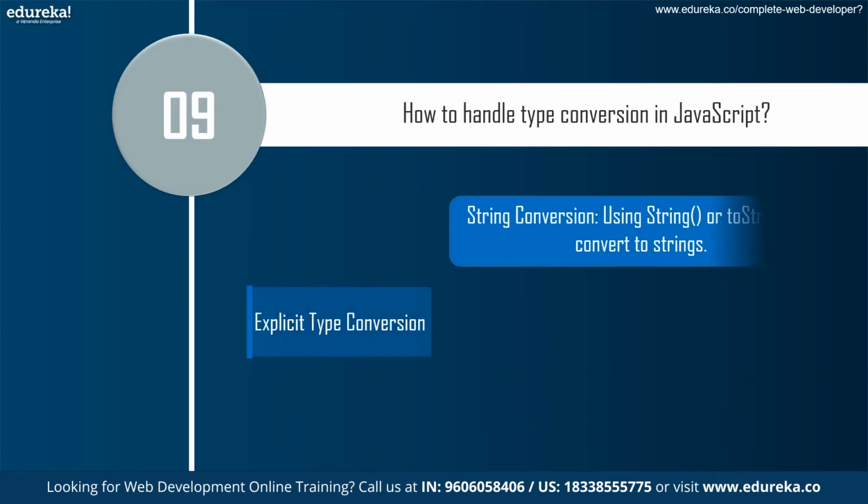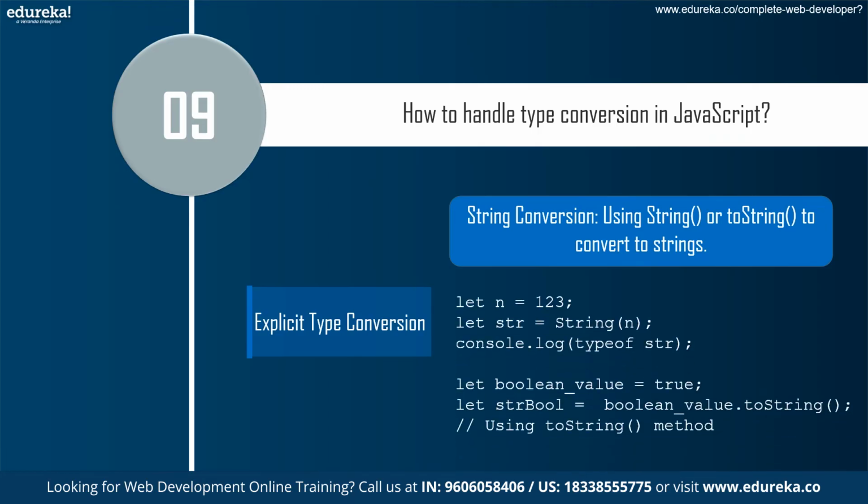Coming to explicit type conversion, we have string conversion. In string conversions, we use the String function or toString function to convert to strings. In this example, let n equal to 123 is declared as a number. The String(n) function converts the integer n into a string. If we use console.log typeof string, then as an output we get string. In the second one, let booleanValue equal to true. Now String(booleanValue) will convert this true value into a string value.